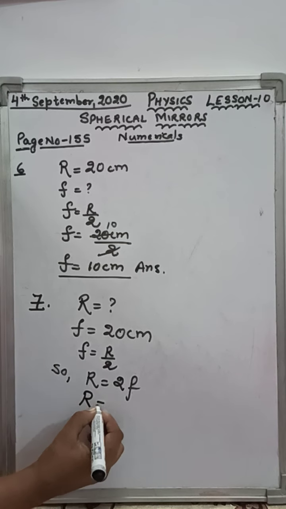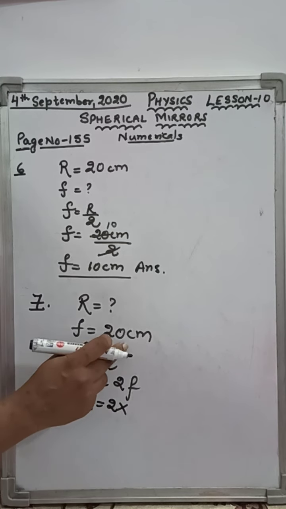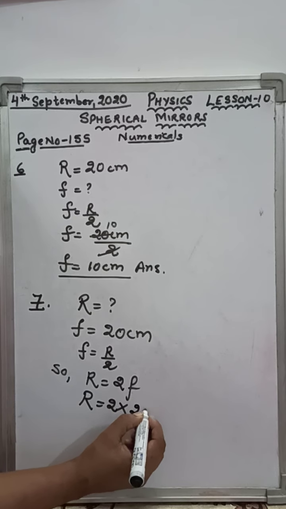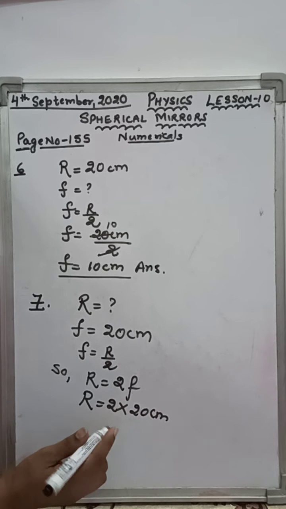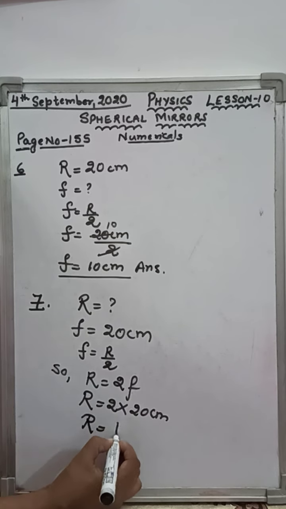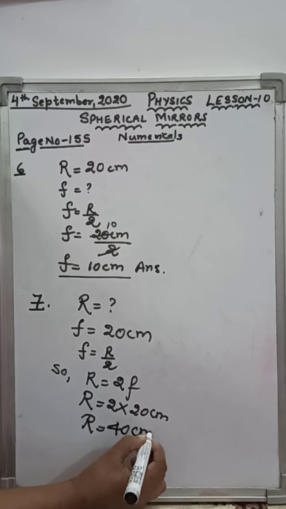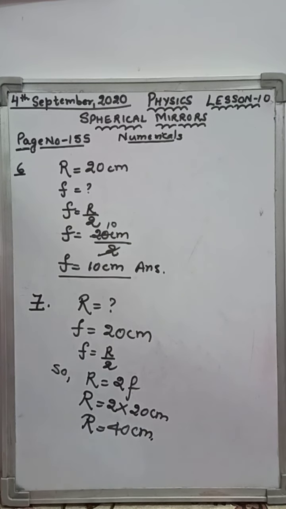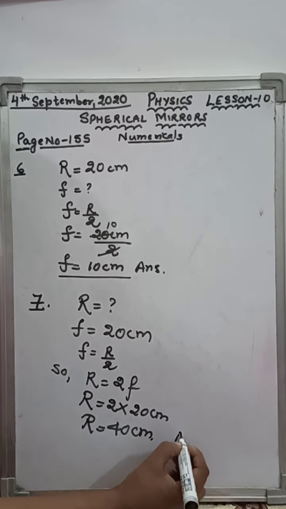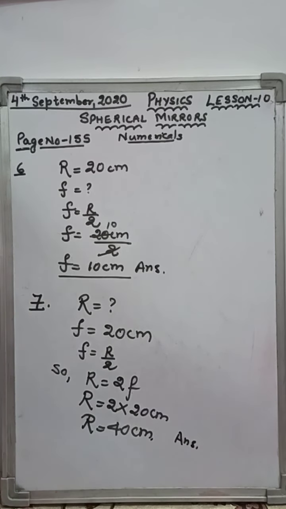Now we will substitute the value of the focal length that is given in this question, 20 centimeter. After multiplying, the radius of curvature will come out as 40 centimeter. So r is 40 centimeter. This is the answer of numerical number 7.